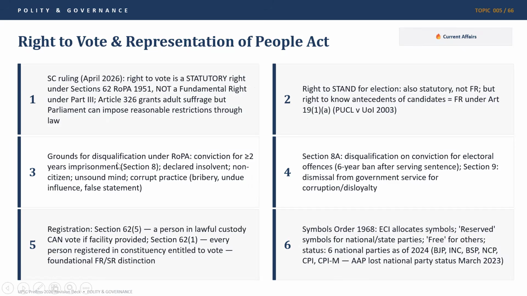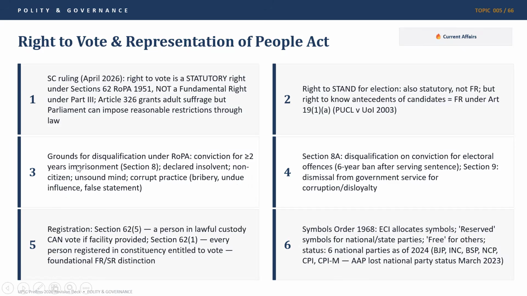Grounds for disqualification under RPA: conviction for greater than 2 years imprisonment under Section 8 of the Representation of People Act 1951, or being declared insolvent, non-citizen, of unsound mind, corrupt practice, bribery, undue influence, and false statement. So very important. Bribery, corrupt practices, etc. are not defined by the Constitution, but corrupt practices are defined in the Representation of People Act as bribery or giving undue influence or giving false statements.